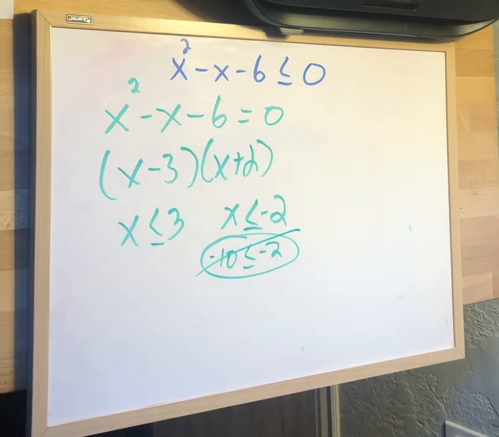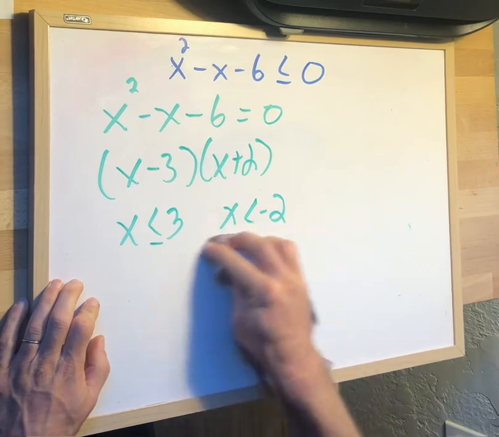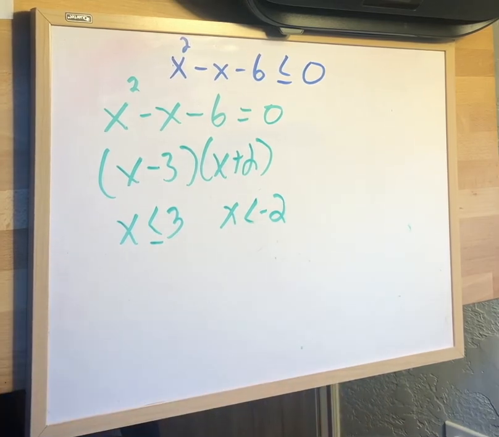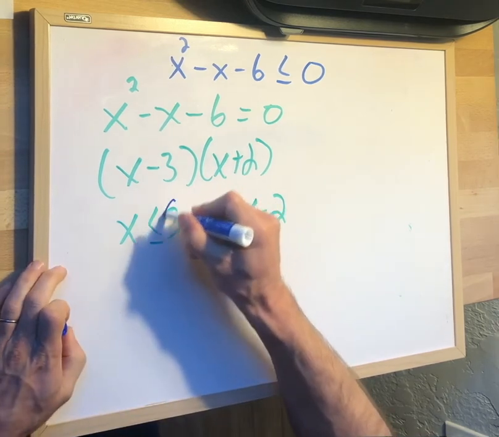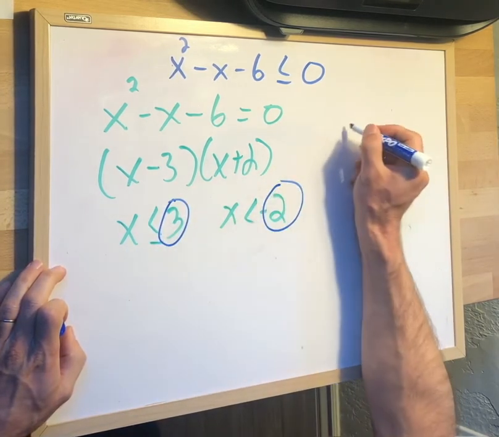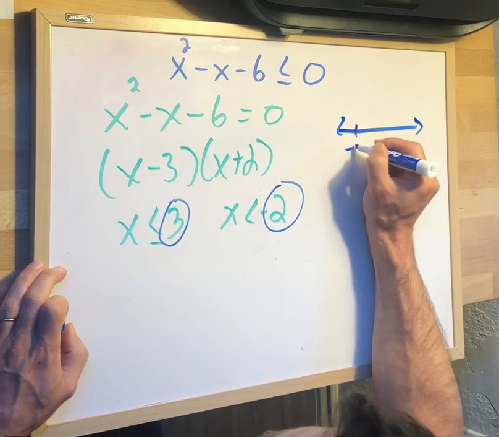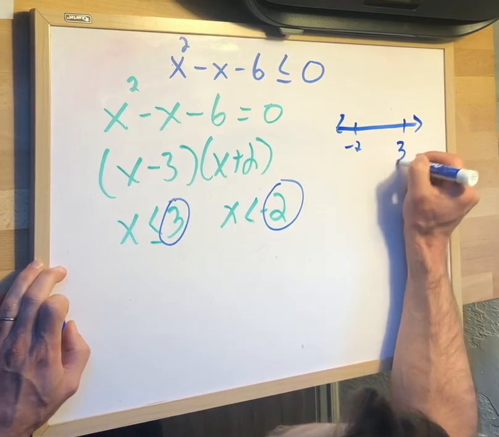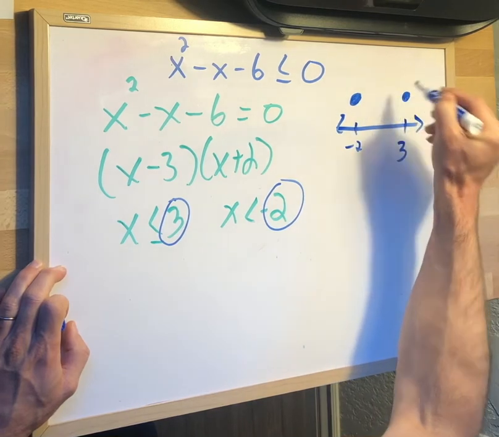So once you get the answers, they might not necessarily be all true. So what you have to do is pick a number and figure out whether you're doing less than or greater than. These are called boundary points, 3 and negative 2. So on a graph, here is negative 2 and here is 3. I know it's going to be equal to. So these are my two boundary points.